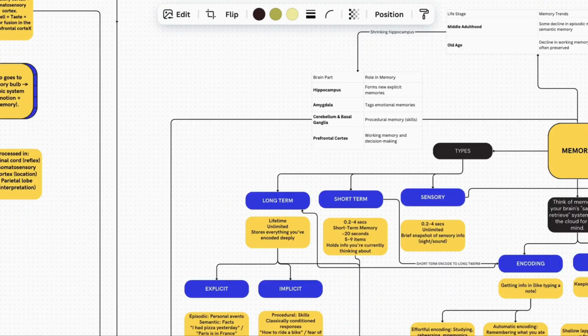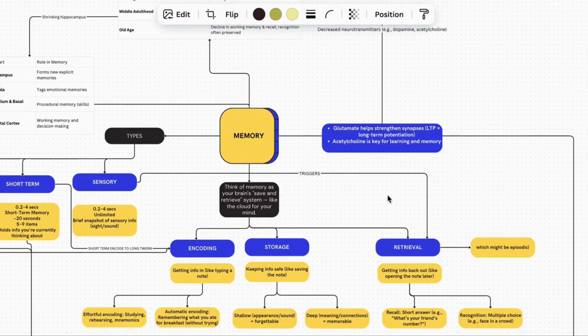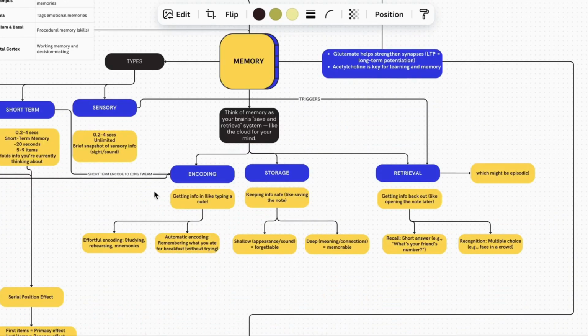Welcome to Module 5. We will learn about memory. Think of memory as your brain's save and retrieve system, like the cloud for your mind. It basically does three things: encoding, storage, and retrieval. Encoding is getting information in, like typing a note.